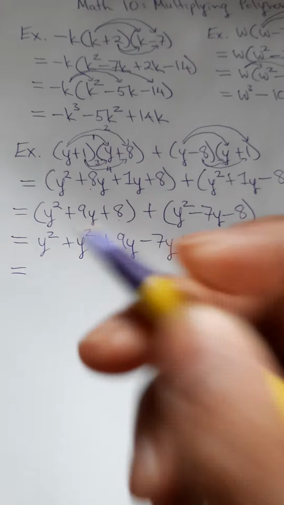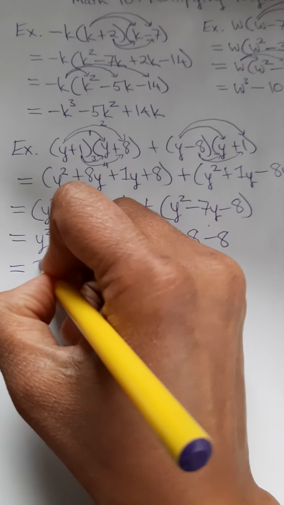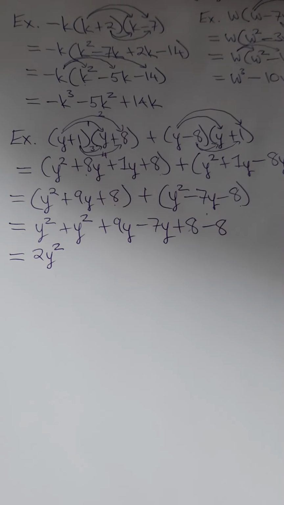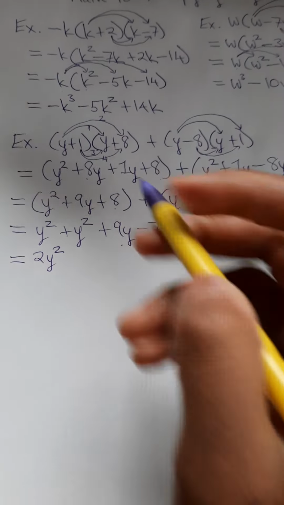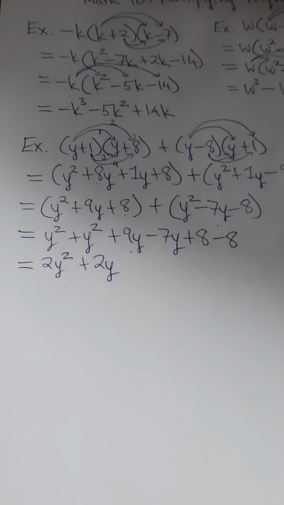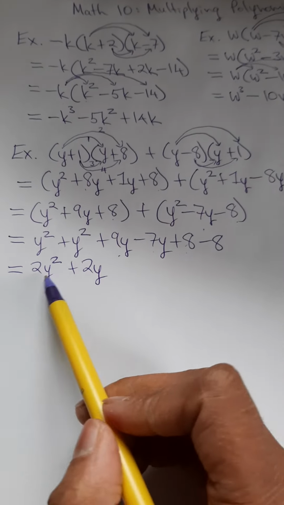So this is my expression near the end. We're not done yet. We're just going to simplify this. So we're doing y squared plus y squared. So 2y squared. Okay, everyone see that? And then I have 9y minus 7y, positive 2y. Okay, if you look at this last expression, this is just 8 minus 8, which is equal to 0. So it's gone. Okay, this is my final expression.